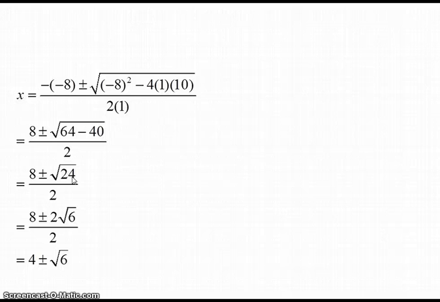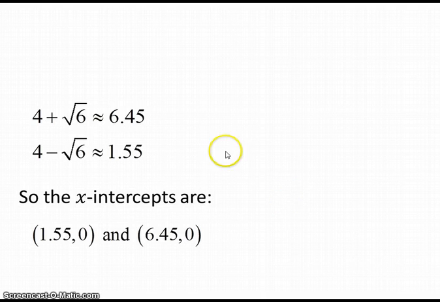The square root of 24 simplifies to 2 square root of 6. Then we can factor a 2 out of the numerator and cancel with the 2 in the denominator, and it looks like our two solutions are 4 plus and minus the square root of 6. If we use a calculator to find the decimal approximation, it looks like our two x-intercepts are going to be 1.550 and 6.450. So let's go ahead and plot those.